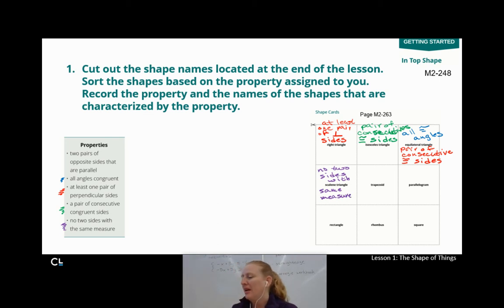All right. Don't have parallel. We're not going to have congruent angles. We may have perpendicular sides, but I can't guarantee that. And we definitely don't have congruent sides. Good. Let's talk about a trapezoid.